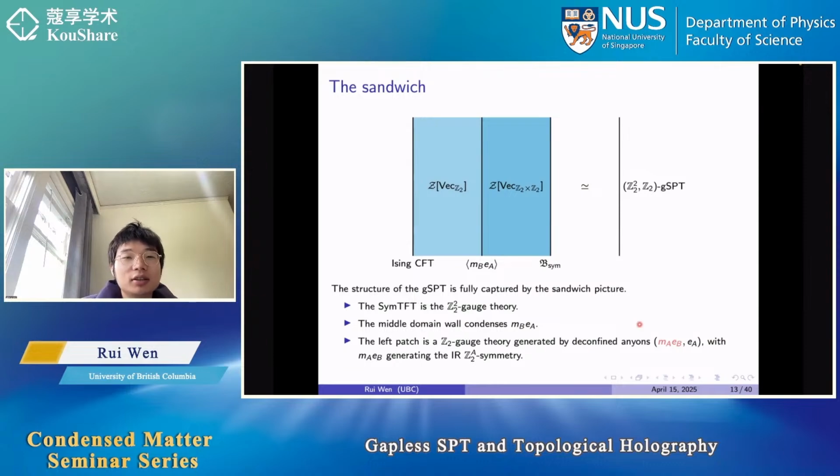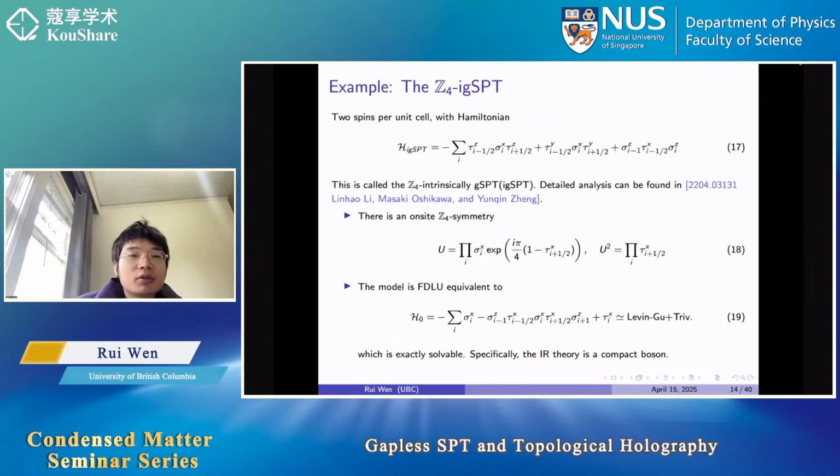Okay. So another example is the Z4 gSPT. Basically we have two spins per unit cell, and this is the Hamiltonian. So this is called the Z4 intrinsically gapless SPT. The detailed analysis can be found in this paper. It's a very nice paper that derived everything, by Linghao Li, Masaki Oshikawa and Yunqin Zheng. So you can find all the details there.